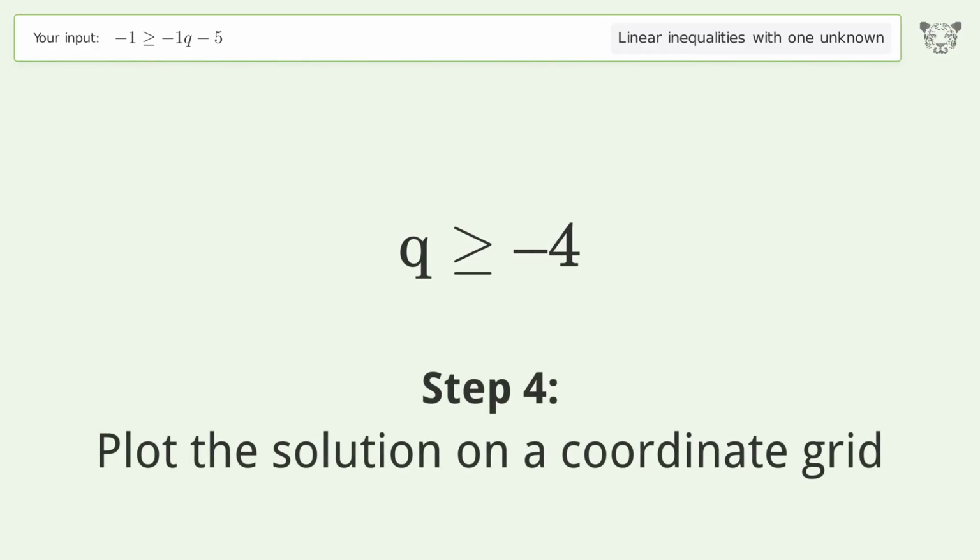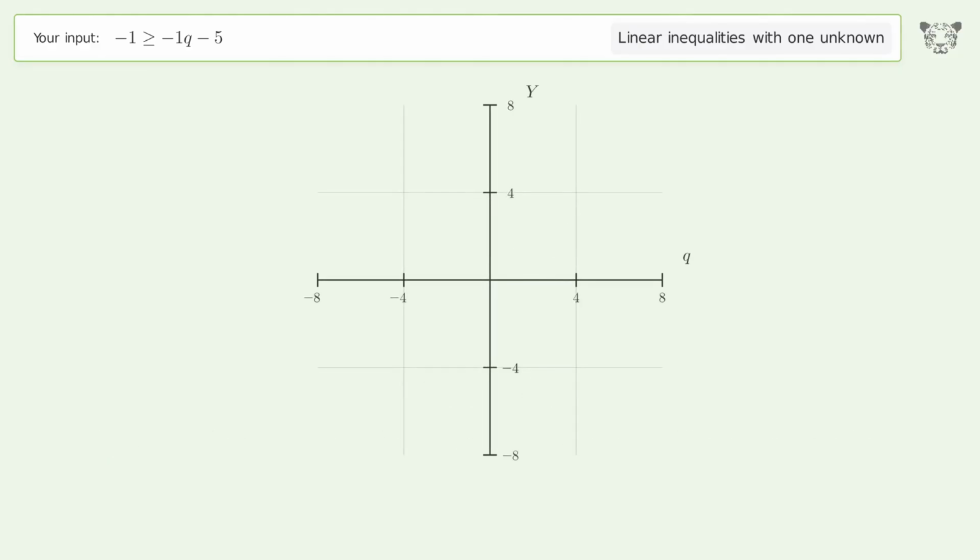Plot the solution on a coordinate grid. And so the final result is q equal or greater than -4.